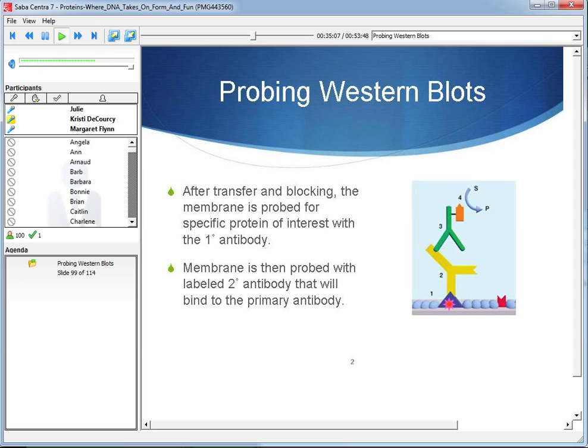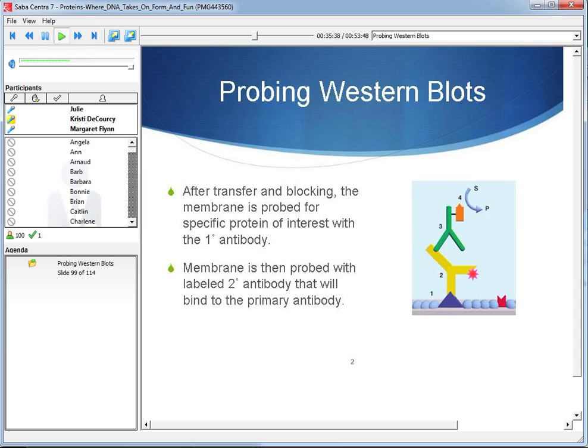So after that binds and you wash off anything extra, you then probe with a secondary antibody. And that secondary antibody will recognize the primary antibody. So for instance, if this is a mouse anti-myosin primary, this might be a goat anti-mouse IgG that would recognize this. The other cool thing is that you can get an amplification here. You can have multiple secondary antibodies binding to one primary, even though it shows only one here.